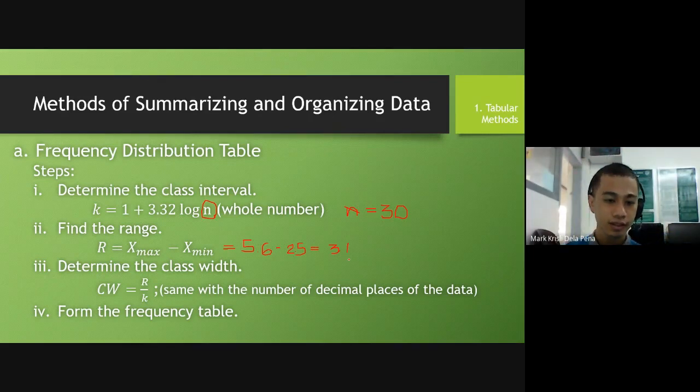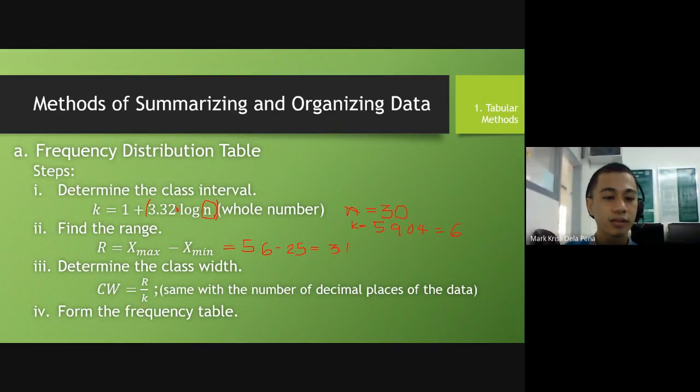Then how do we calculate for the class width? So the class width is equal to the range divided by the number of class intervals. By the way, we have to calculate first our k. So our k is equal to 1 plus 3.32 times log of n. So if you are using your calculators, that will be 1 plus, put this in a parenthesis. So that's 1 plus parenthesis 3.32 times log of 30. And you will get 5.904, or we'll round it off to 6, which means we will have to create 6 class intervals.